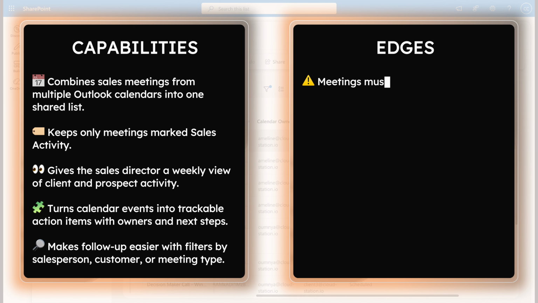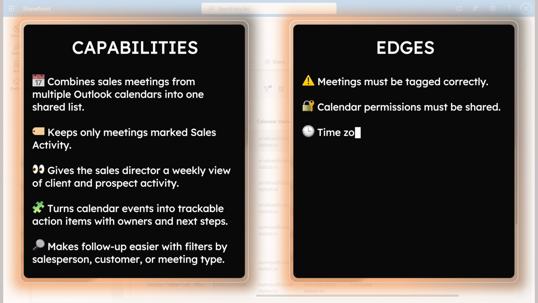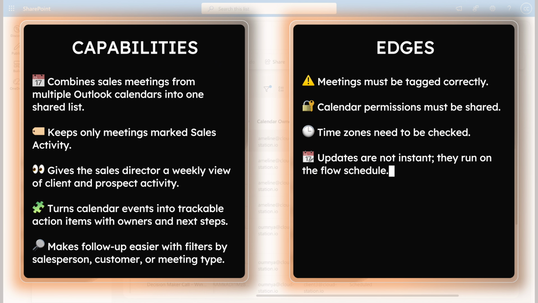Edges. Meetings must be tagged correctly. Calendar permission must be shared. Time zones need to be checked. Updates are not instant. They run on the flow schedule.